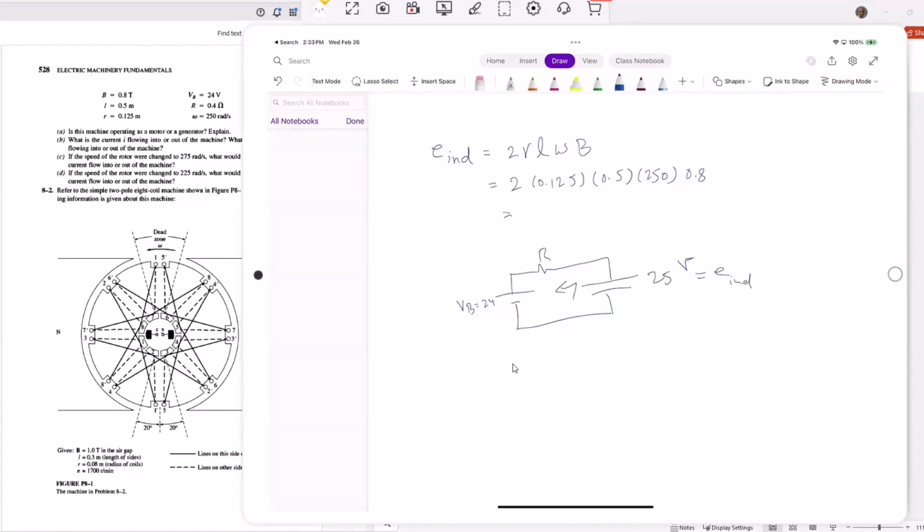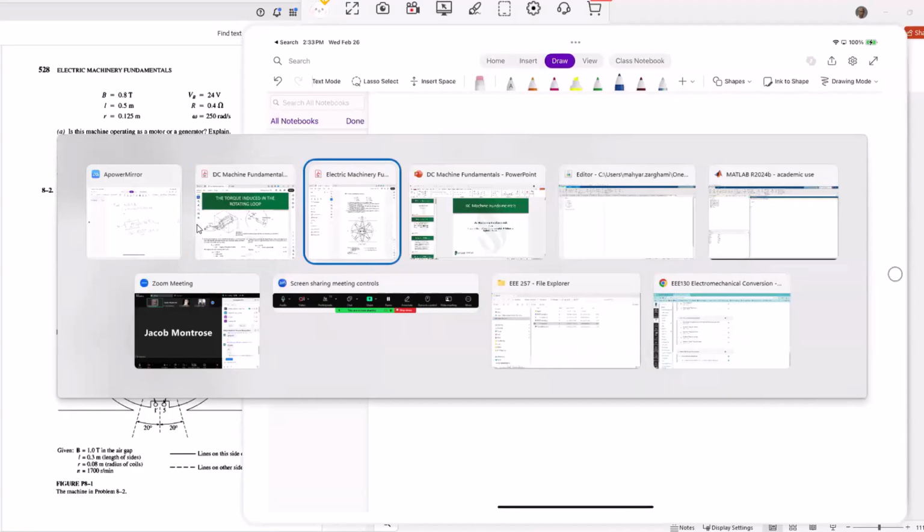Now, because of this, the direction of the current in the armature would be this way. So I armature would be 25 minus 24 over R, which is 0.4. That's 1 over 0.4 or 10 over 4. That's 2.5 amps, right? So does this prove that the machine is working as a generator? Yes, because it's providing power into this R, as well as giving power to the battery. So your machine is working as a generator. That's how we can explain that.